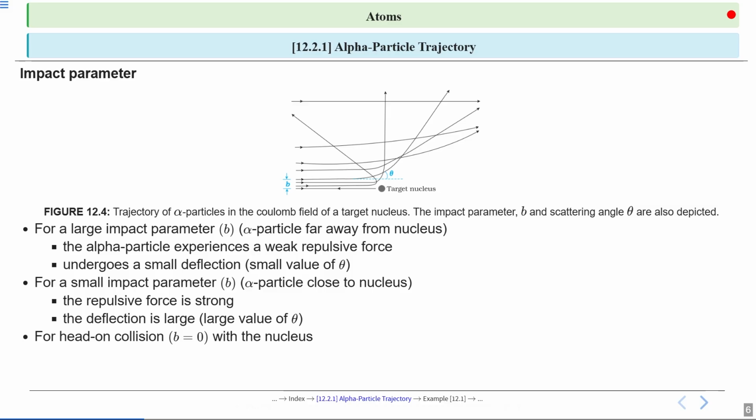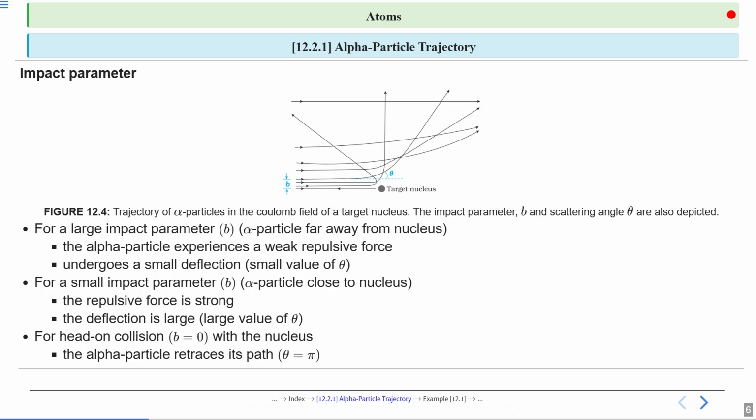Finally, let's consider a special case of head-on collision where the impact parameter is 0. Okay, when the alpha particle is directly coming towards the nucleus, it means a head-on collision. This means the alpha particle is aimed directly at the nucleus. In a head-on collision, the alpha particle experiences the maximum possible repulsive force and is turned completely around, retracing its path. This corresponds to a scattering angle of 180 degrees.